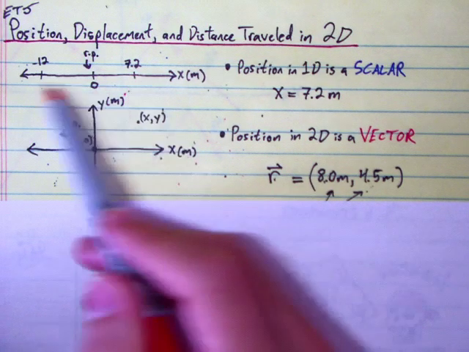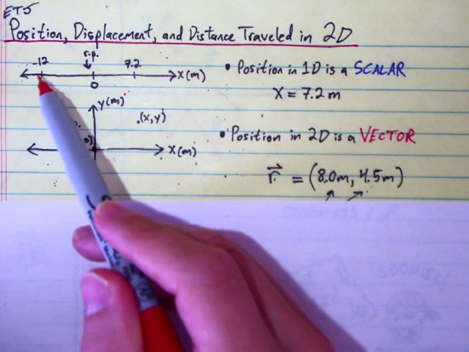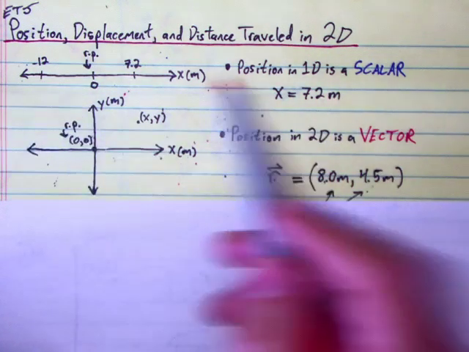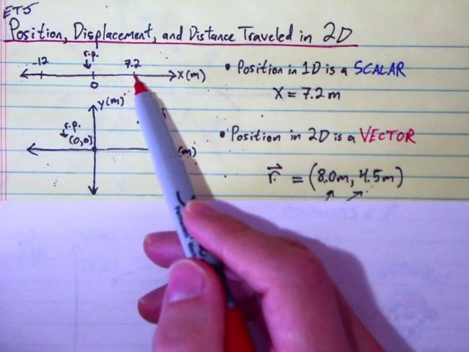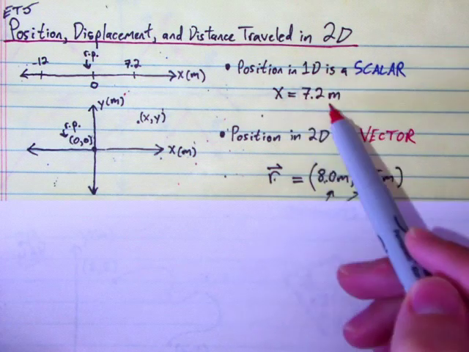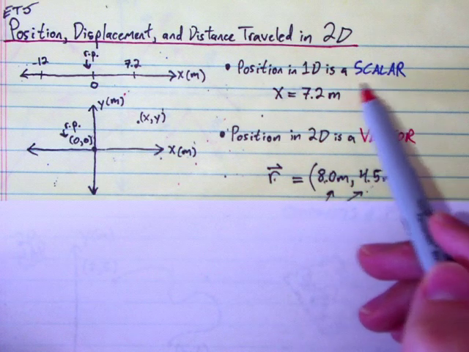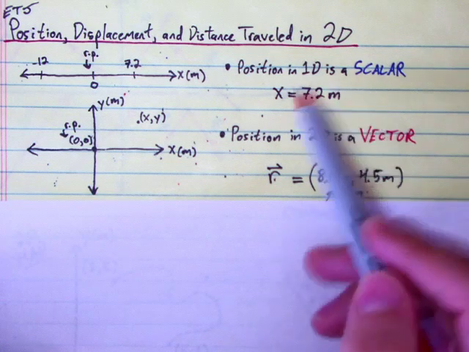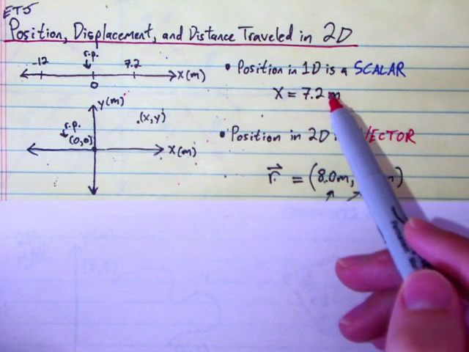Or your position is negative 12 meters, and we know you're located right there. That one number is sufficient to place you at an exact spot in the world. And a quantity like that, where you just need one number to specify it, we call a scalar. Scalar is a term for some quantity that you just need one number to fully determine.